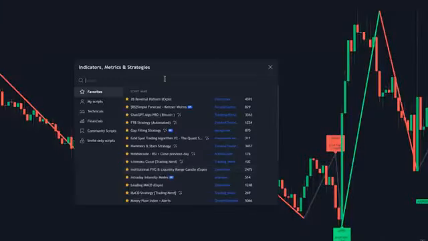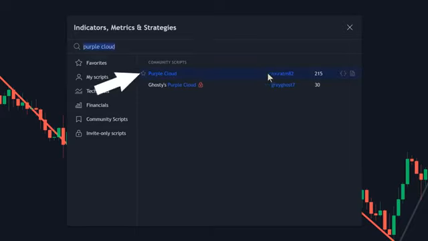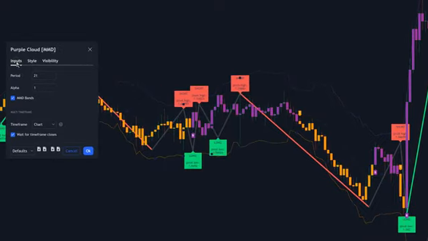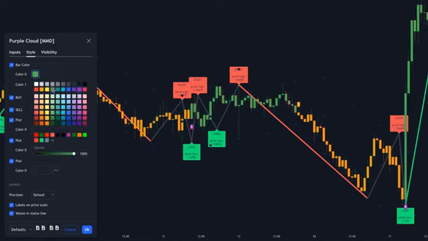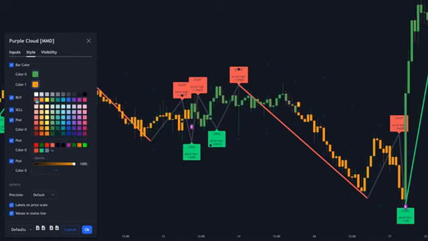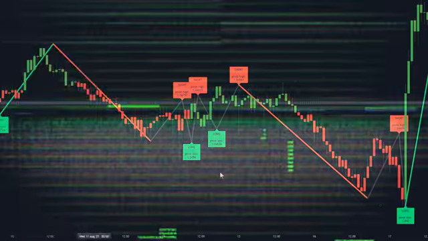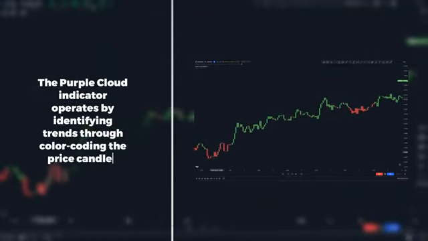On the indicator search tab, type in purple cloud, select this one by Murad M82. Double-click on it to access the settings panel, then on the inputs tab, change the period to 25 and disable the MMD band. Then on the style tab, change color 0 of the bar colors to green and change color 1 to red. And then disable all these options. After that, click OK.